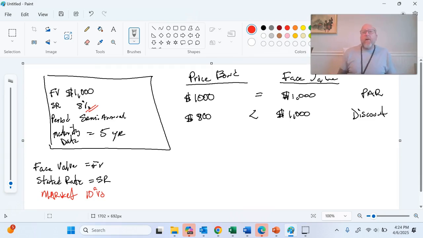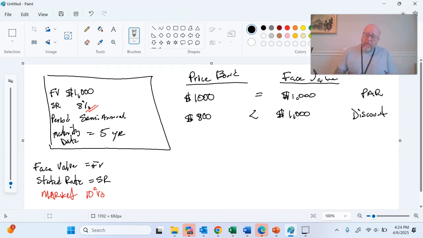And so all else equal, there's going to be much more demand for somebody else's bond as opposed to ours. And so what we would do is we would lower the price of our bond. We would say, hey, listen, we're not going to pay as much interest, right? Our stated rate is 8%. Everybody else is doing 10%. So what we'll do is we'll cut you a deal. We'll sell it to you at a discount.